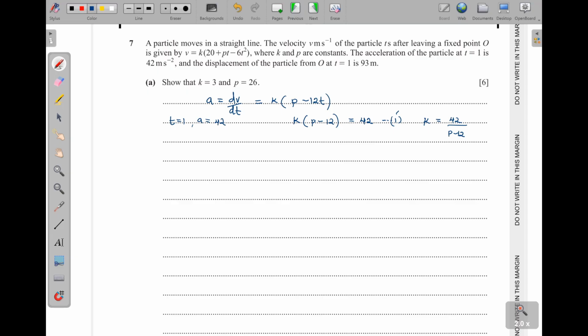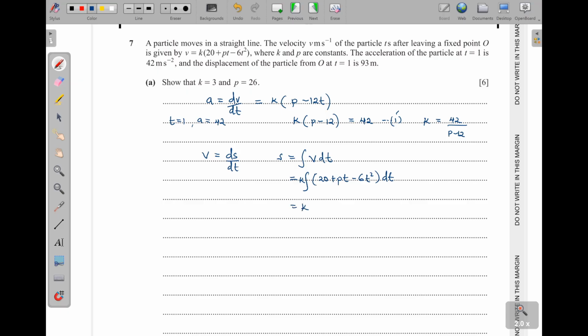Then next, they talked about displacement. Now, velocity is the rate of change of displacement. So velocity is equal to ds/dt. Meaning, if we are to get displacement from here, we integrate both sides. So displacement is equivalent to the integral of v dt. Now we integrate your v. I can actually put the k outside, then the integral of (20 plus pt minus 6t squared) with respect to t.